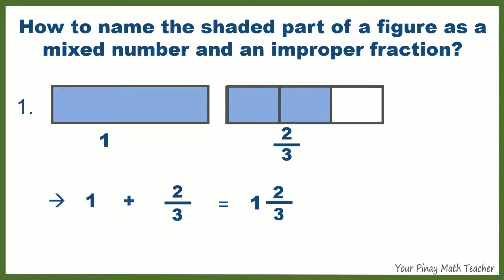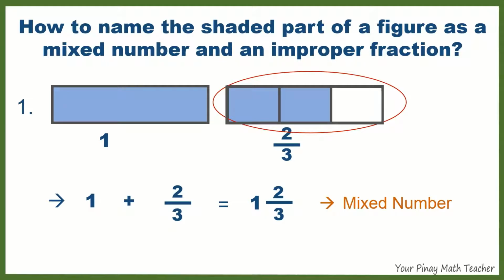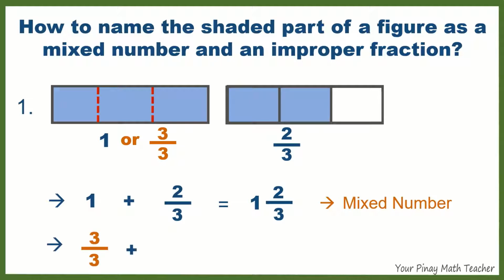When a whole number 1 is mixed with a fraction 2/3, then the number form is called a mixed number. Since the second rectangle is divided into 3 equal parts, we can also divide the first rectangle into 3 equal parts. That is why the whole, or 1 whole, here can be renamed as 3/3. So replacing 1 whole below, we can write 3/3 plus 2/3 is equal to 5/3.